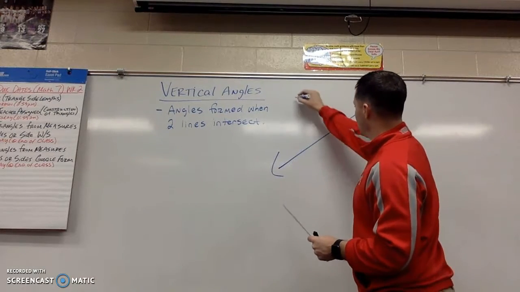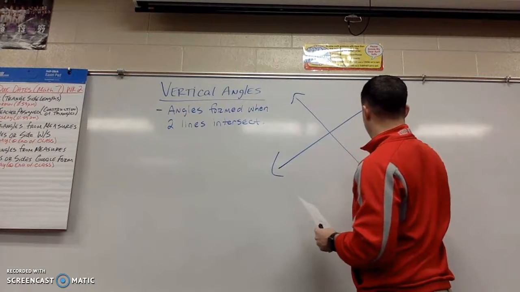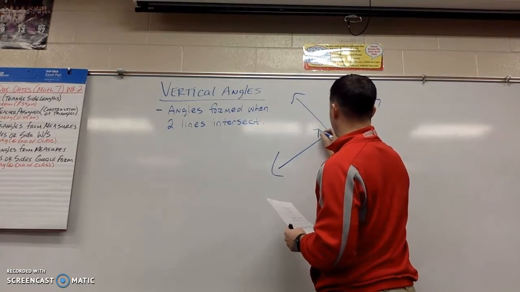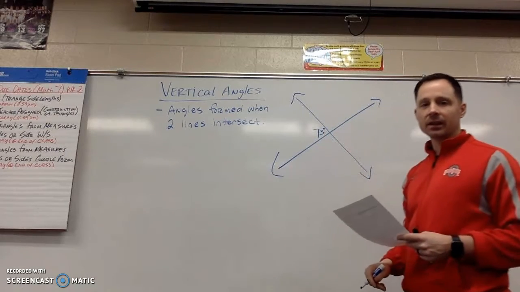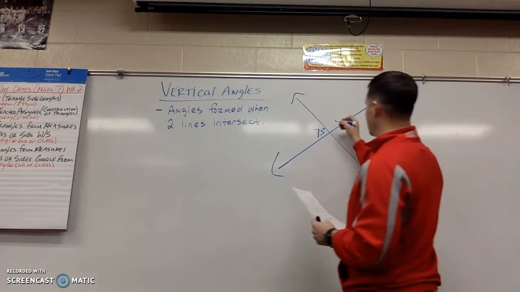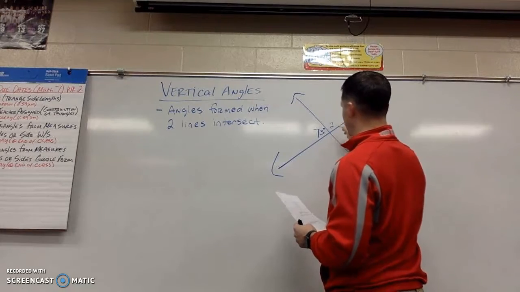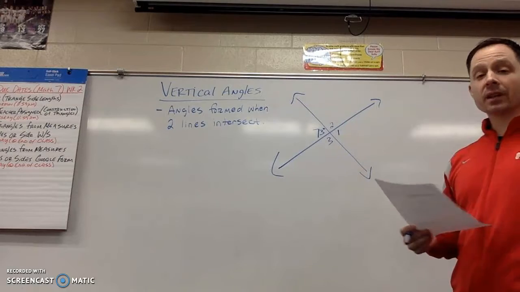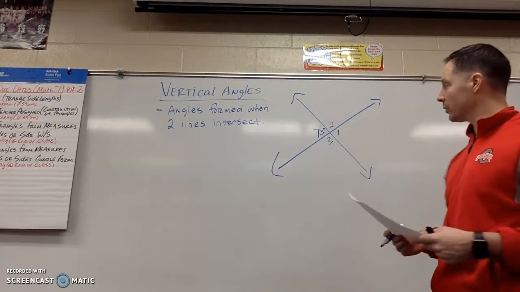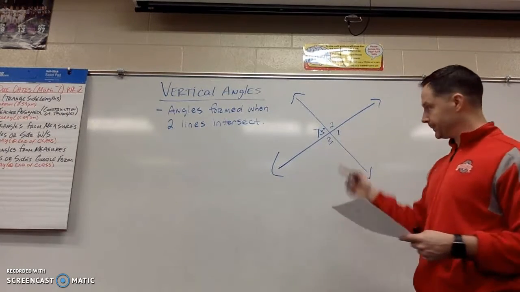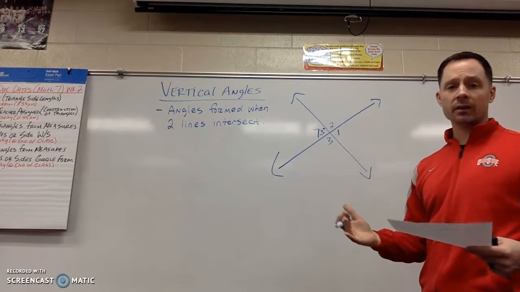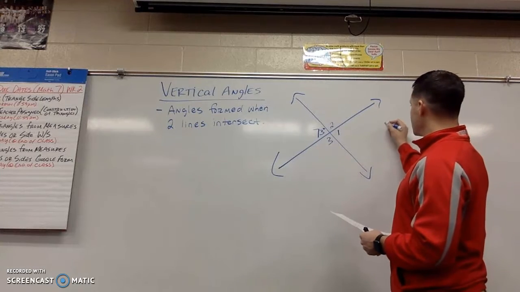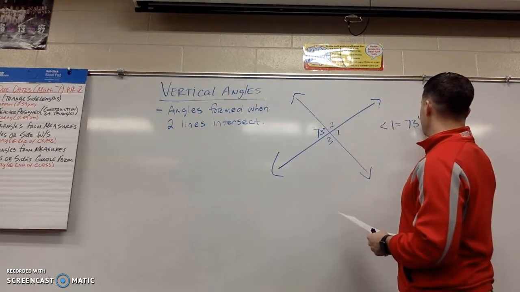All right, so let's draw a set of intersecting lines. It tells us that this angle right here, this is the only angle they give us, is 73 degrees. And then it says that this is angle 2, angle 1, and angle 3. Of course, it's going to ask us to solve for the three missing angles. Well, the easiest one to find is angle 1, because we know angle 1 is a vertical angle to the angle given, which is 73 degrees. So we can say that angle 1 is 73 degrees.